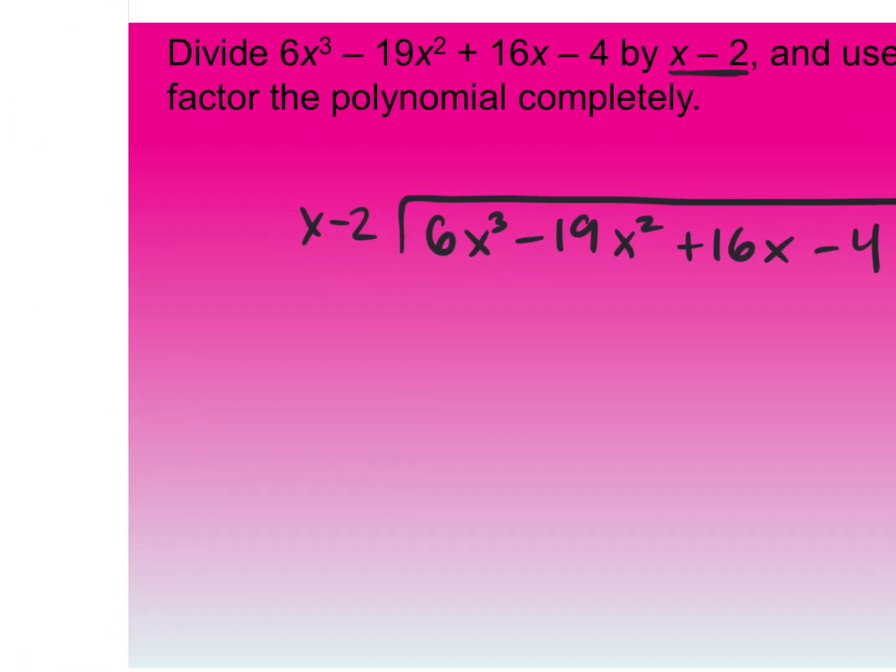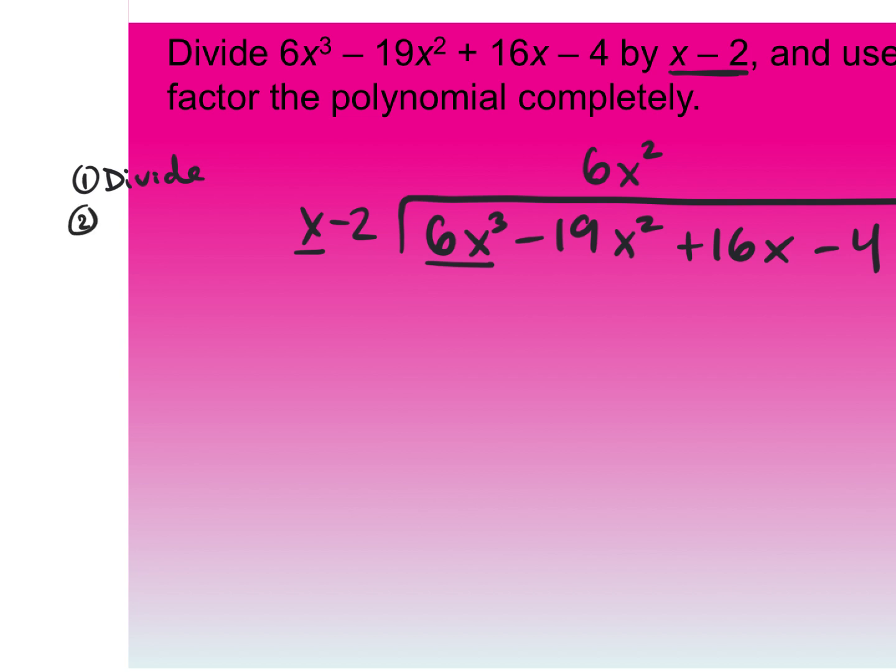So the first step we do in long division is divide. We divide our first term by the first term, so it's 6x cubed divided by x. 6x squared. All right, so 6x cubed divided by x would be 6x squared. I'm going to write that on top of my x squared term. It's super helpful to keep your like terms in line. That way you know what's going to come next.